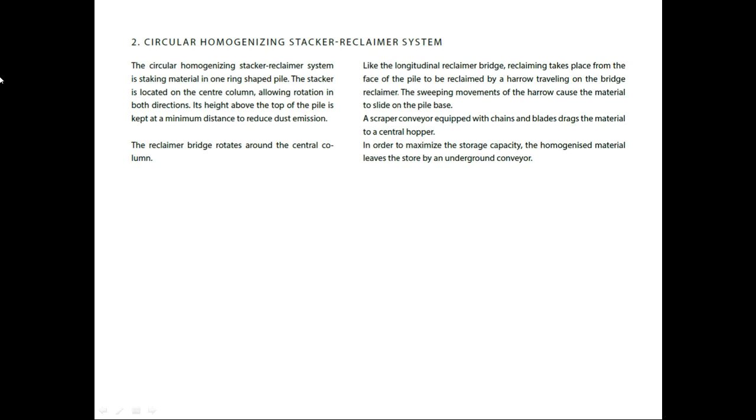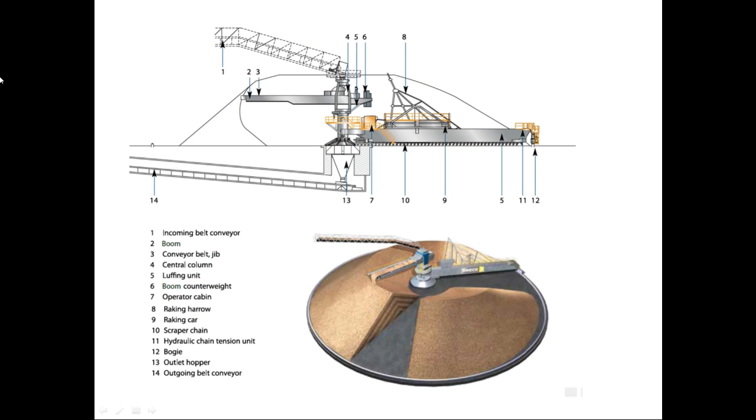A scraper conveyor equipped with chains and blades drags the material to a central hollow. In order to maximize the storage capacity, the homogenized material leaves the store by underground conveyor. You can see here a clear picture of the circular stacker and reclaimer.